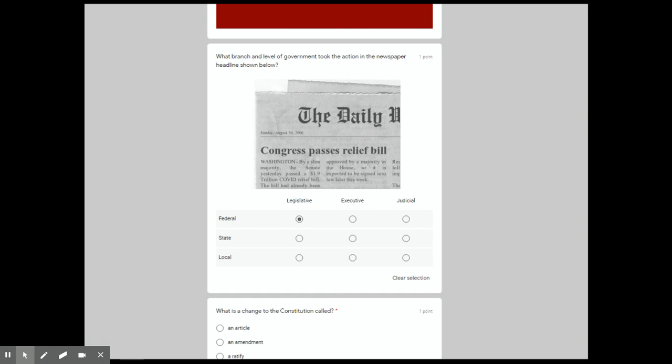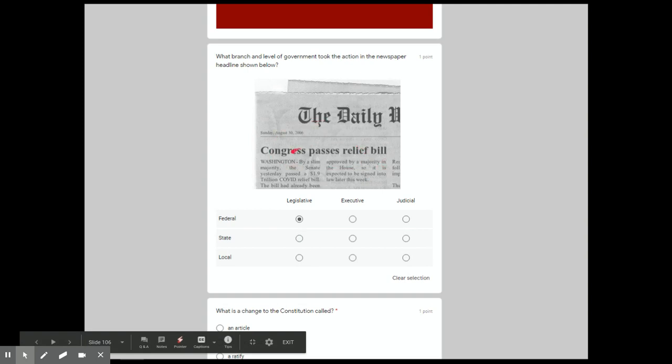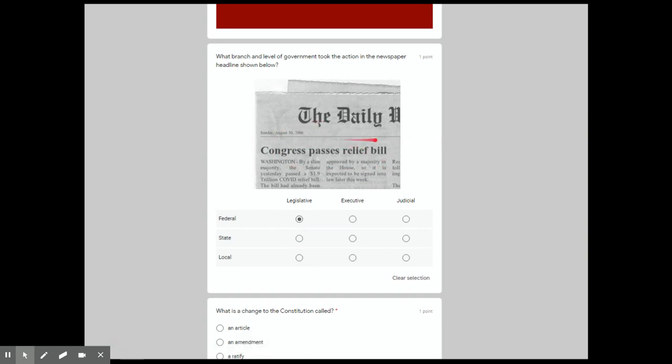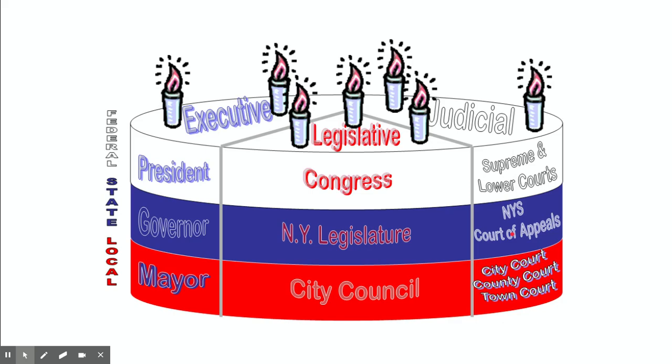We will talk about what the powers are. Now, what you're going to be doing on the little Google form quiz is selecting for each newspaper headline, like Congress passes relief bill. Which branch of government took the action in the newspaper headline shown below? Well, here it is Congress taking the action. Congress would be federal legislative, so you would click that one right there. All right, you're only choosing one. And this could help you out too as well. And that's pretty much it. That's all there is to do at this point.